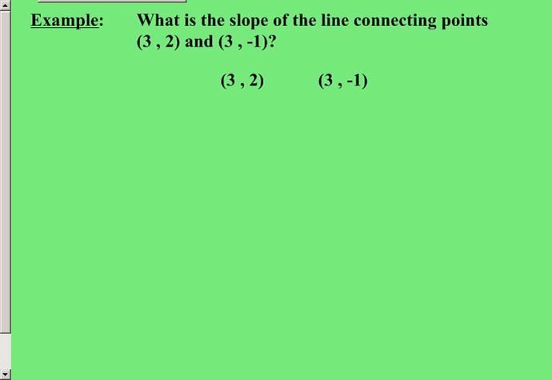Same strategies still apply. Take our 2 points and label them x1, y1, x2, y2. Record our formula. m equals the difference of the y's over the difference of the x's. And plug in our values. Okay, so in this case, y2 is negative 1, y1 is positive 2, x2 is positive 3, and x1 is also positive 3.